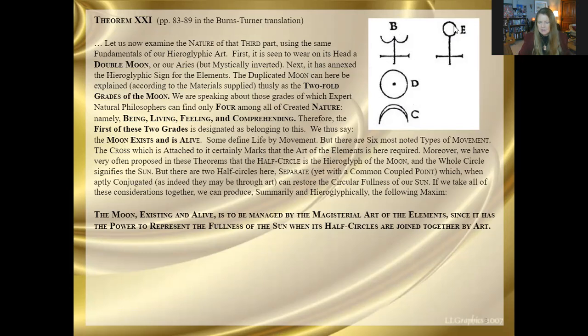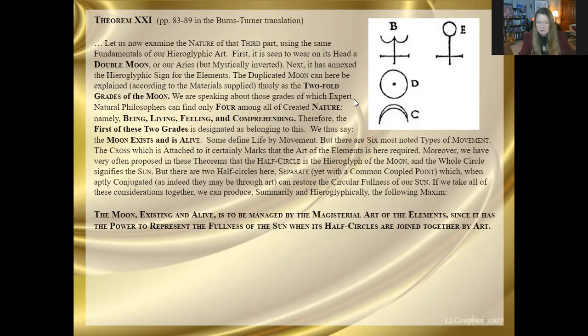You close that, and you get this circle thing over here that is E. Next, it's annexed the hieroglyphic sign for the elements. The duplicated moon can here be explained according to the material supplied, that is, everything up to this point in the hieroglyphic monad, thusly as the twofold grades of the moon.